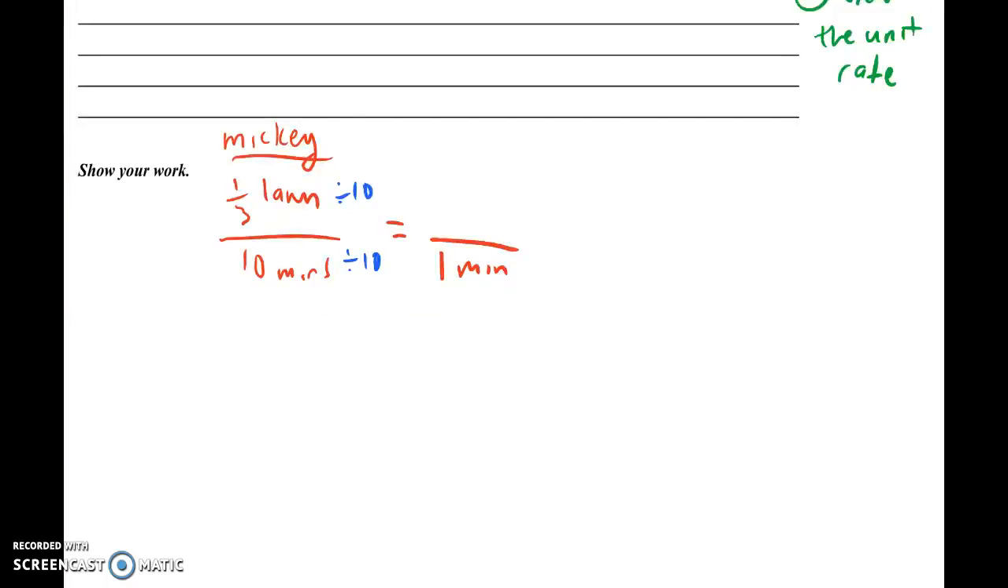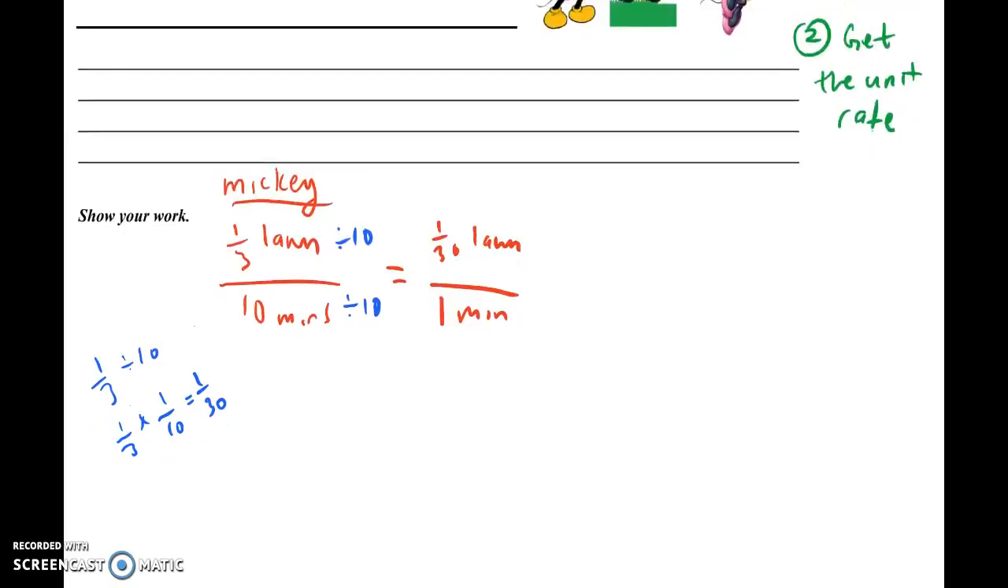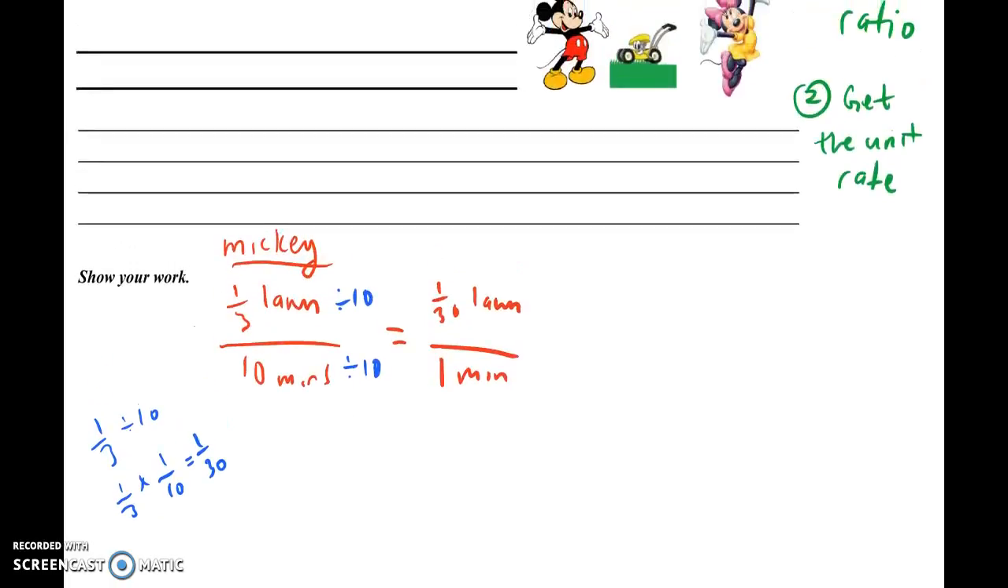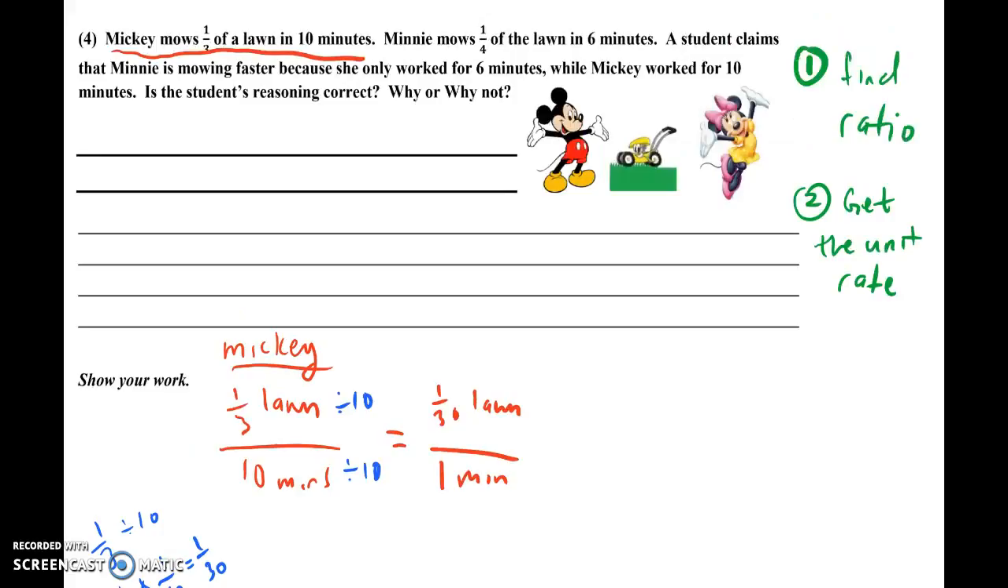like I said, take your work to the side. So we're going to have 1/3 divided by 10. So that's 1/3 times 1/10, which is 1/30. So Mickey, he mows 1/30th of a lawn in 1 minute. So we found the unit rate for Mickey. Now we need to find the unit rate for Minnie.